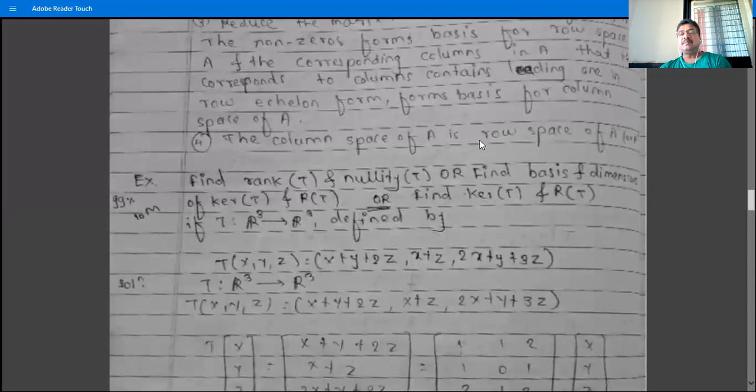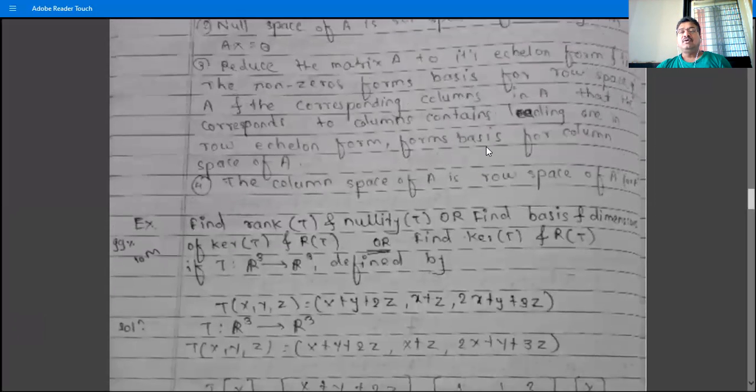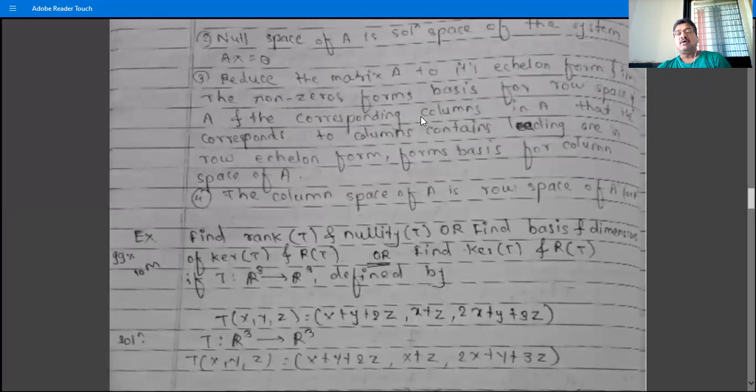The column space of A is the row space of A transpose, A raised to T. That is, if you have to find the basis for column space of A, we can obtain the basis for row space of its transpose, A transpose. Then it is a basis for column space of A. So the column space of A is the row space of A transpose.